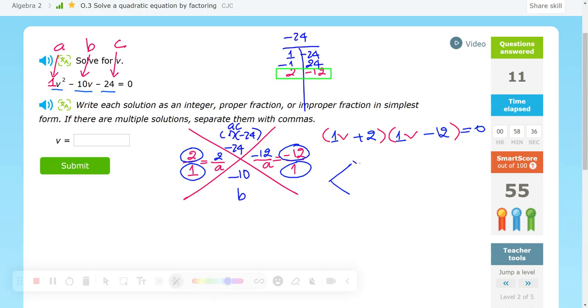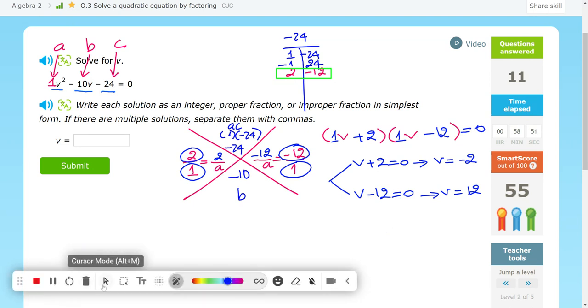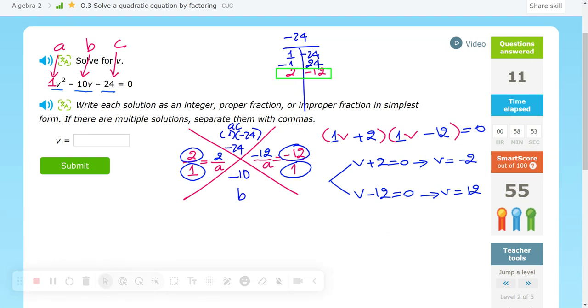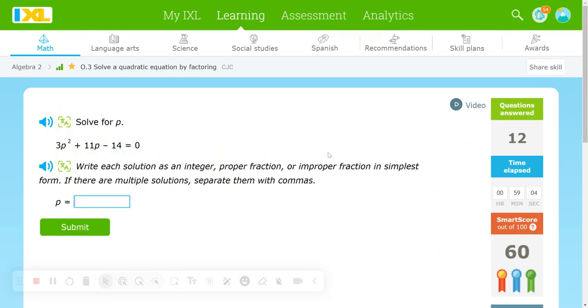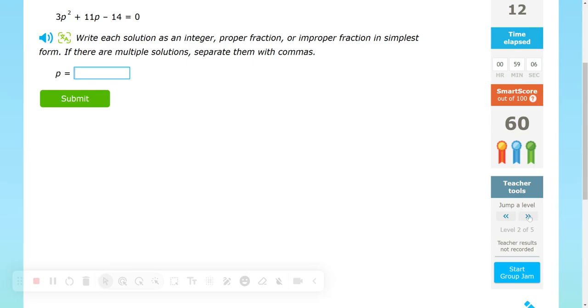So V plus 2 equals 0. Then V equals negative 2. V subtract 12 equals 0. Then V equals 12. That's it. 2 solutions. Put in the box right here. Negative 2, comma 12. That's it, you guys. Submit. Voila. Now we can move to the next level, level 3.